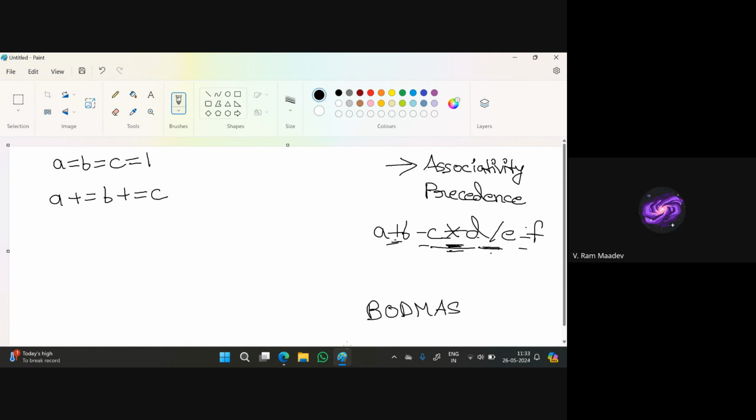C into D, sir. Exactly. You would do C into D first, and whatever the result comes, you would divide that by E. That is the concept of associativity and precedence. That's it. Okay. We will use that in further questions, but I thought of introducing it here itself since we are now working with operators.